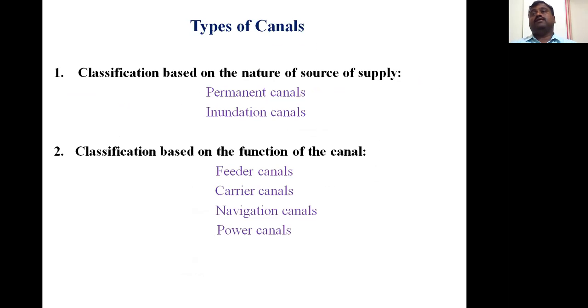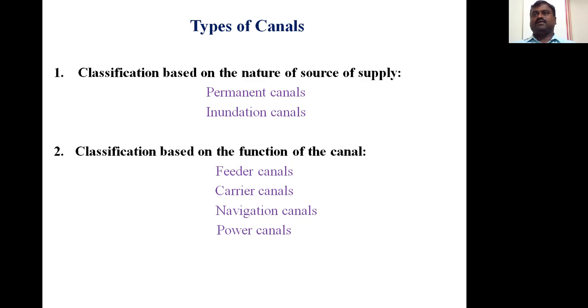Next, we are having types of canals. Canals are classified in various ways. Here we are having first classification based on the nature of source of supply. And on this basis, the canals are classified into two types as permanent canals and inundation canals.